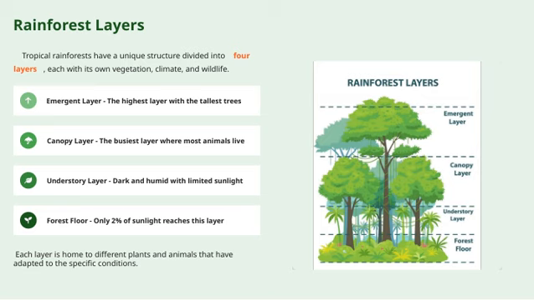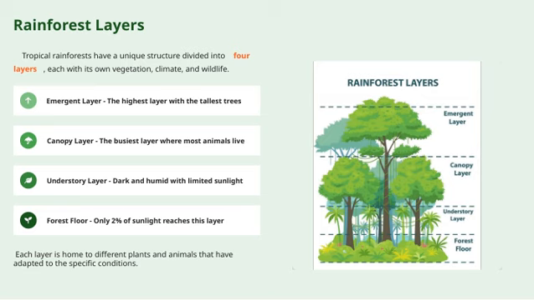Below that is the understory layer. This area is darker and more humid because it receives limited sunlight. The plants here are adapted to thrive in low light, and many insects, snakes, and small mammals find their home in this shadowy environment. Finally, we reach the forest floor.